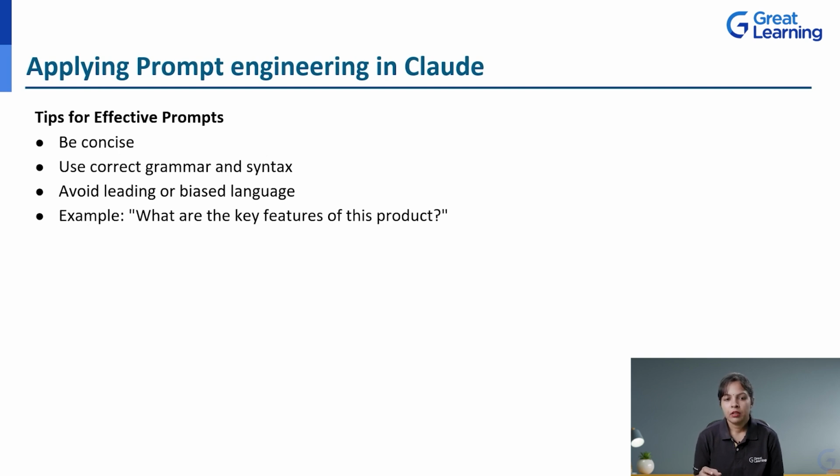For example, what are the key features of this product? Right? You're talking about key features. This product, this is not referring to anything, right? So what product you are exactly talking about should be specified here. In what context are you looking for it? Are you looking to buy that product, or are you looking at teaching someone about that product, or trying to give a review of that product? That context should be set. Those are the concepts of prompt engineering which you have to keep in mind while interacting with Claude.